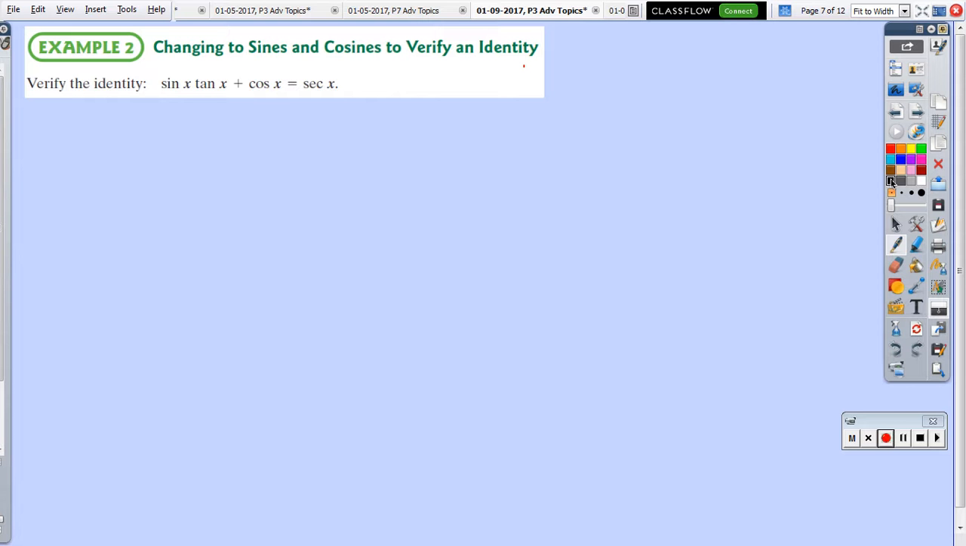So, changing to sines and cosines to verify an identity is the same basic process. The general idea is to change everything to be in terms of sines and cosines. First off, the right-hand side is much simpler than the left-hand side. The right-hand side is just one single term, secant of x. The left-hand side is 2 terms: the first is a product of sine of x and tangent of x, and the other is cosine of x. So the left-hand side is more complicated. Let's go with what we're learning, changing things to be in terms of sine and cosine.